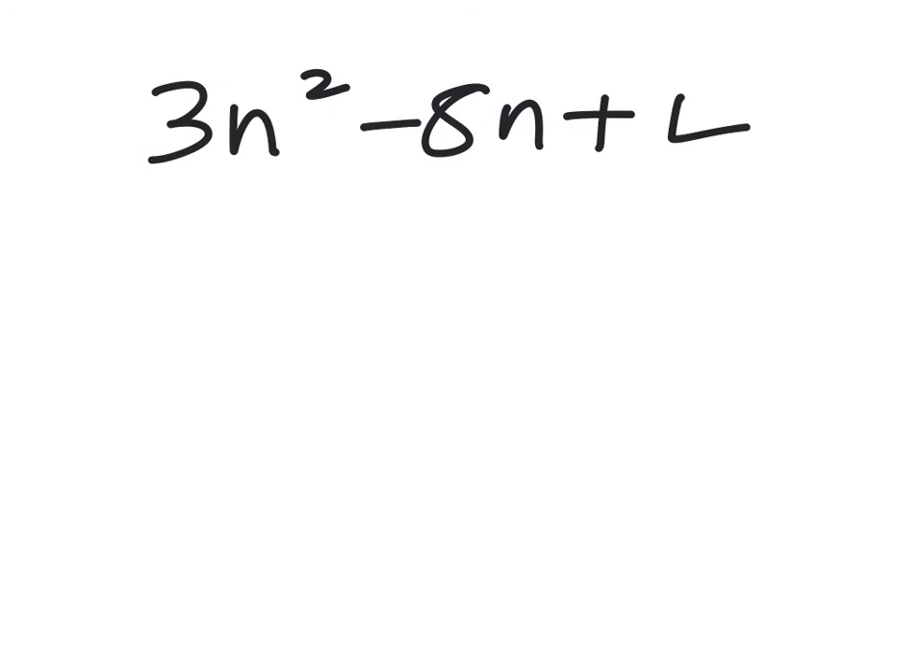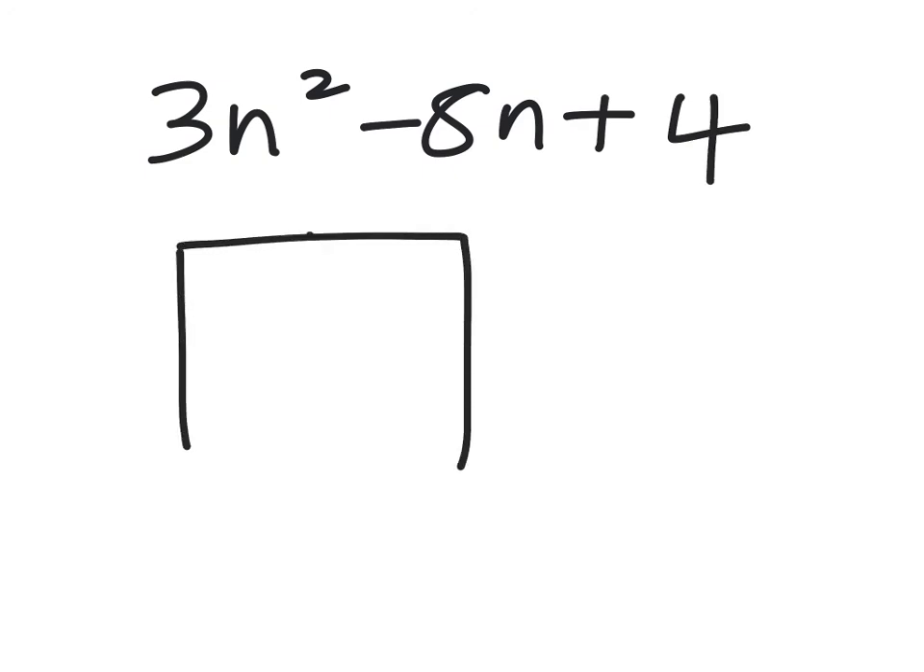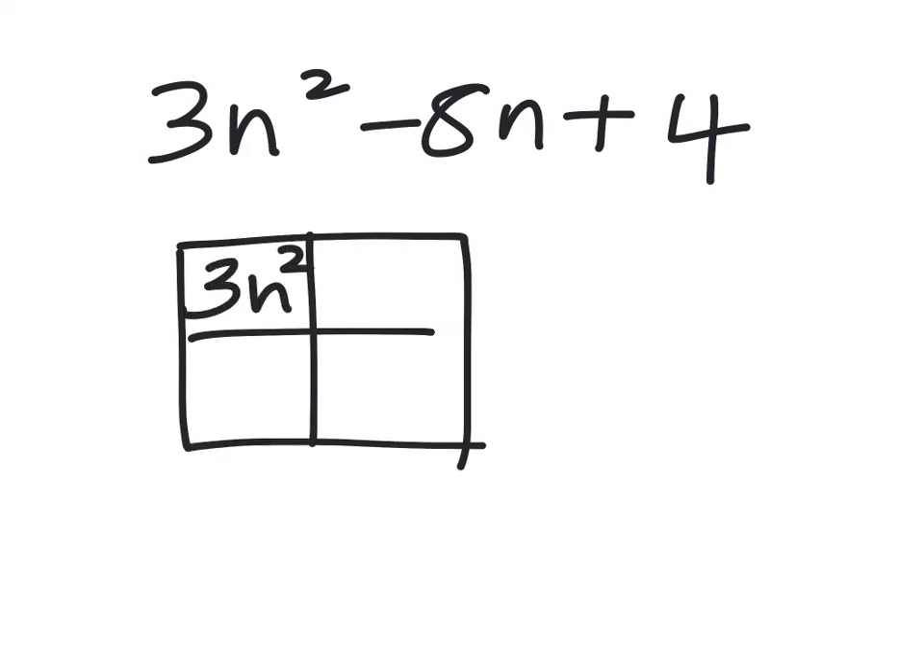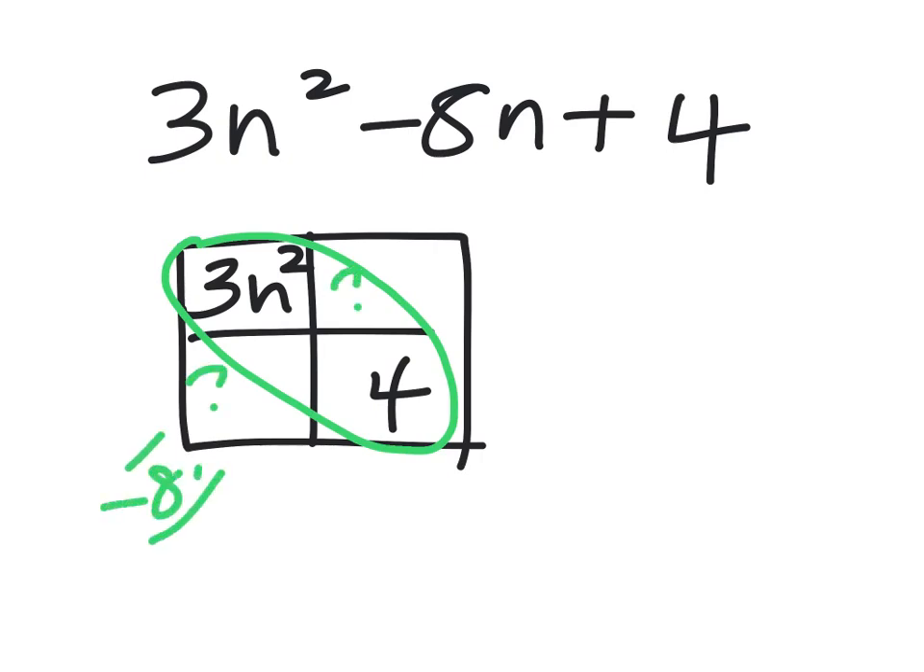And let's take out another example. Let's do 3n squared minus 8n plus 4. N is the same as x. So again, I'm going to set up my generic rectangle with 3n squared and a 4 here. And the diagonal here, I notice, is going to multiply to be 12. And whatever the question marks I set up, they're going to collect to be -8n.